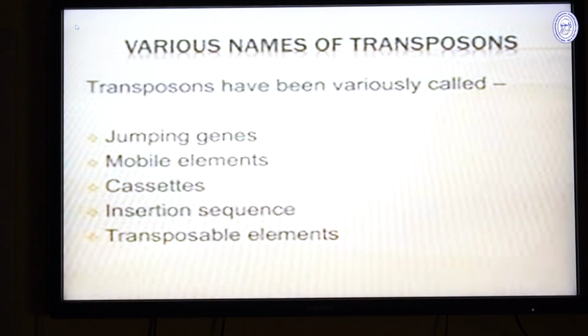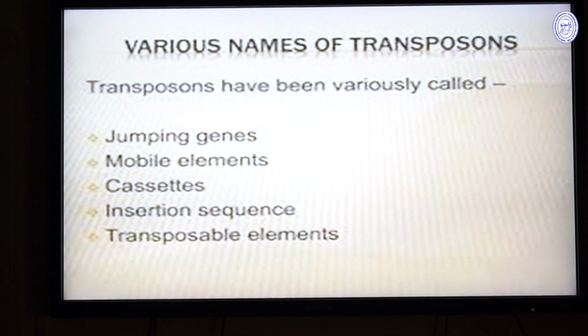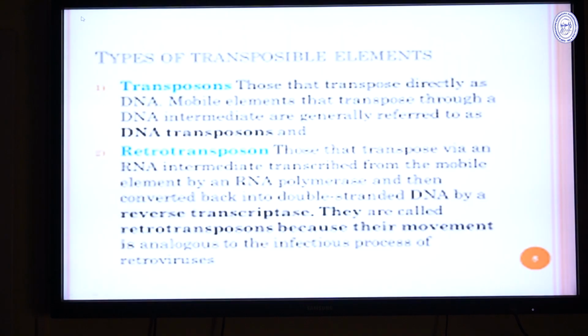Now let's come up with the various kinds of names that they are called with. The transposons can be termed as jumping genes, they can be termed as mobile elements, they can be termed as cassettes, they can be termed as insertion sequence, they can also be termed as the transposable elements or the TN elements. Now what are the types of transposable elements?